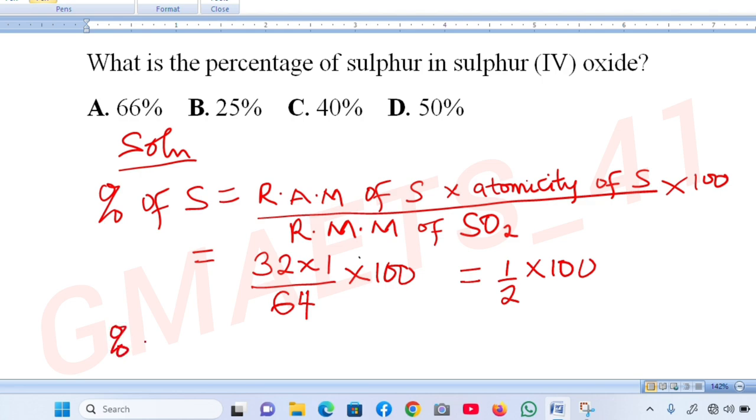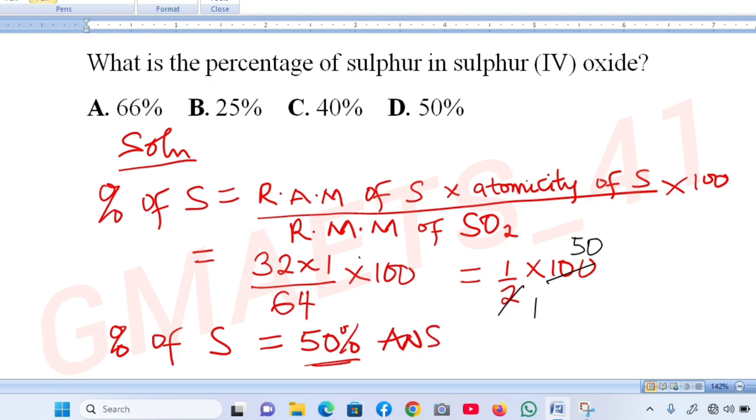We find out that the percentage of sulfur in sulfur 4 oxide is going to be: 2 can divide 2 to give us 1. 2 can divide 100 to give us what? 50. And so you've seen that this is giving us 50%. And this is the percentage of sulfur in sulfur 4 oxide. With what we've calculated, the correct answer to this question is 50%, option D.